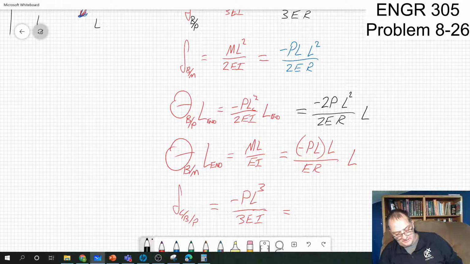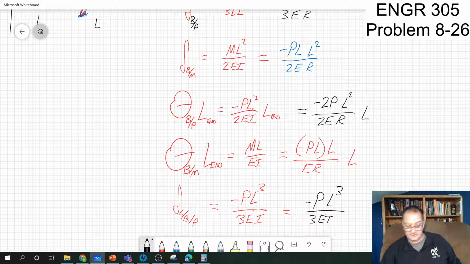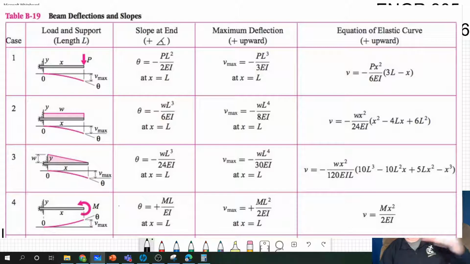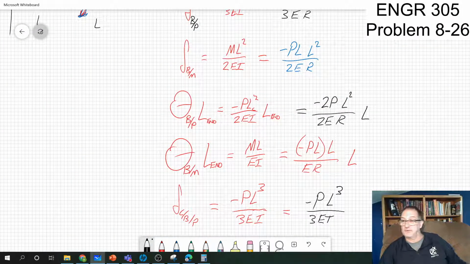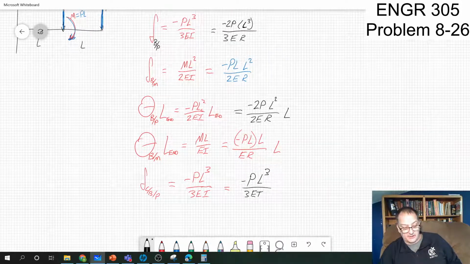And now I have to substitute the right terms. Minus P, L is equal to L, but now it's 3EI. And I'm writing that down. There's my equation. You can see the PL cubed over 3EI. Shrink that a little bit, so you can see all 5 terms at once.